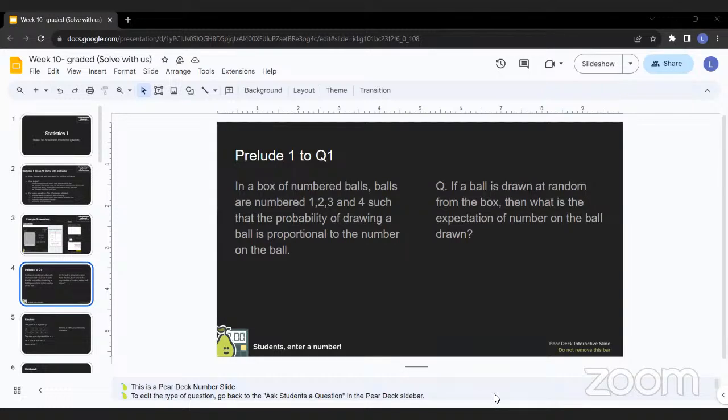Okay, so now that we know k is equal to 0.1, we can find the expectation using the formula summation x into p of x. Given the probability of drawing a ball is proportional to the number on the ball, does it mean it's a multiple of that number, ma'am? Yeah.